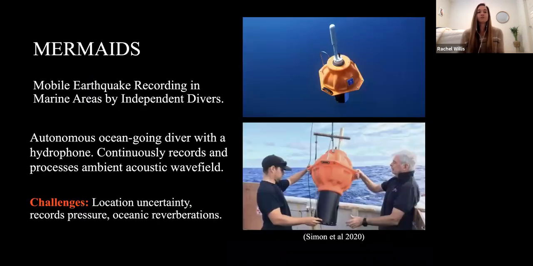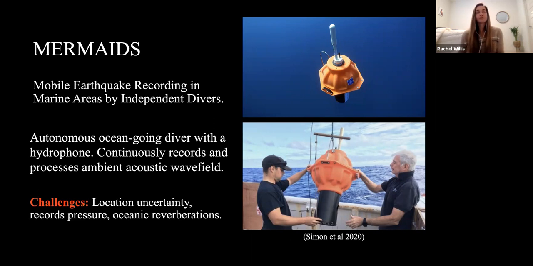So mermaids are basically these robots that float in the ocean and continuously record acoustic data. This means it can record all sorts of stuff, like a fish swimming by or a storm happening at the surface, and even an earthquake, which is what we're interested in. When a mermaid records an earthquake, it floats to the surface where the location is immediately recorded and the data is sent out for processing.